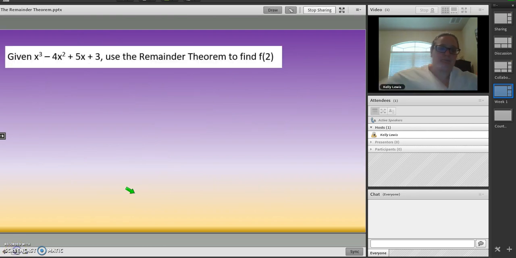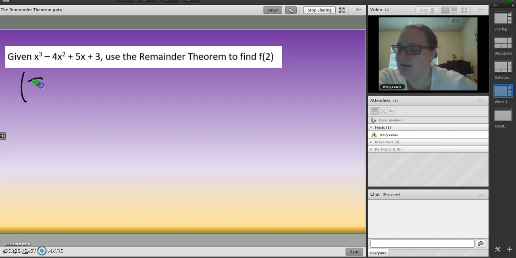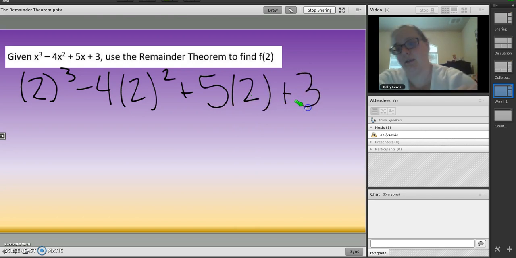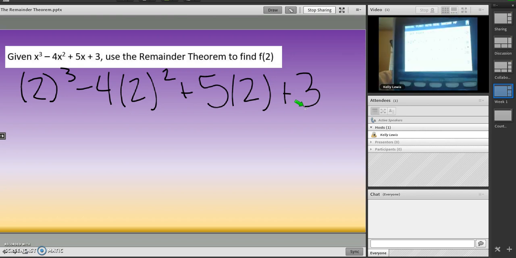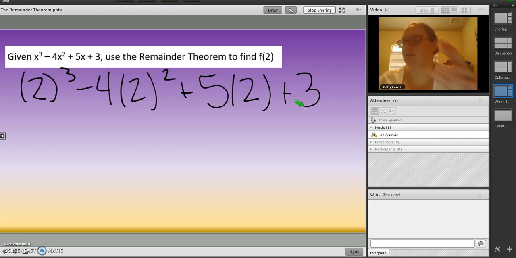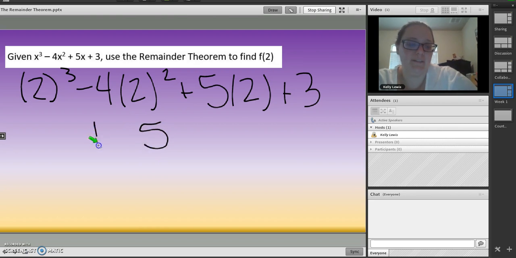Let's do another one. All right, let's do remainder theorem to find f of 2 for this guy. So 2 cubed minus 4 squared plus 5. Okay, I did that one. I got 5. Okay, so 5 is the remainder.